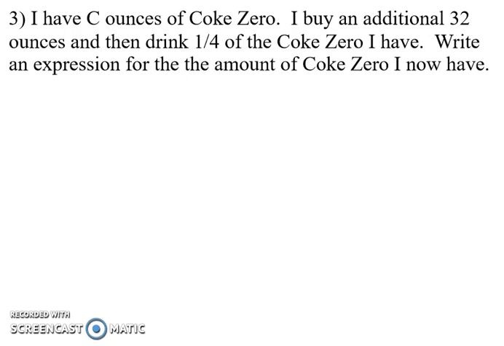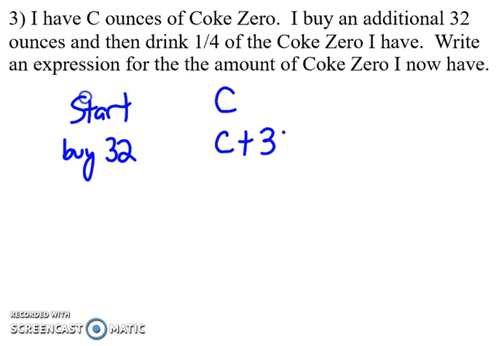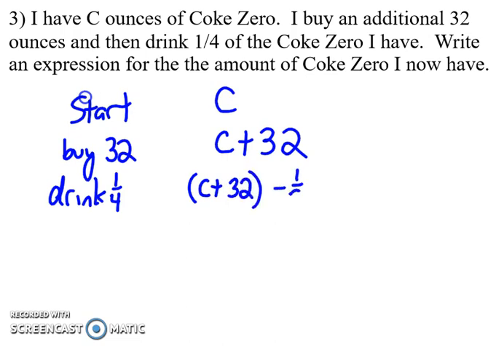All right, so now we have this one where I have C ounces of Coke Zero. So I'm going to start again with my C. I buy an additional 32 ounces. So buying 32 ounces. So that's C plus 32. Then I drink one fourth of what I have. Now, I don't drink one fourth of the original amount. I don't drink a fourth of the 32 ounces. I drink one fourth of everything. So that means that I'm taking all that I have and I'm removing one fourth of it.